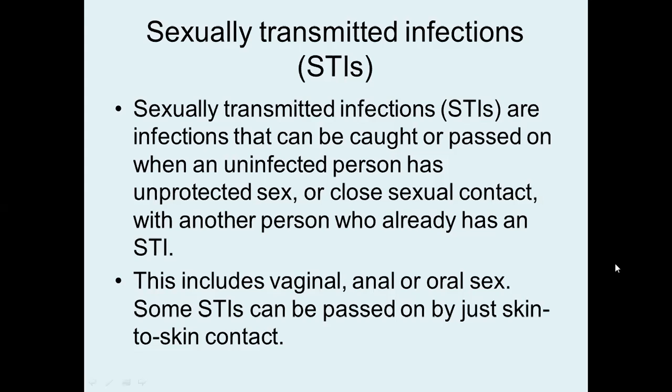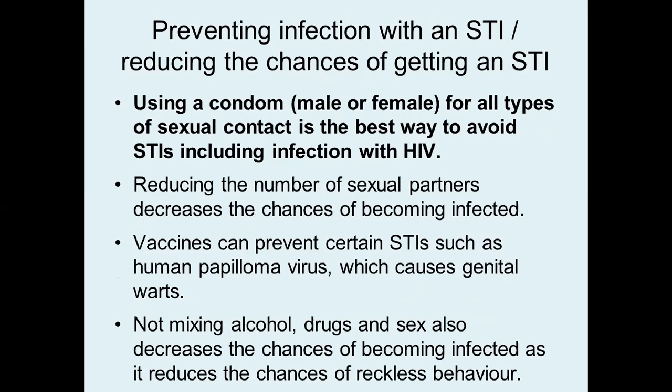The transferring of STIs can include vaginal or anal or oral sex. And some STIs can be passed on by just skin-to-skin contact. So, to prevent infection with an STI or reduce the chances of getting one: use a male or female condom. You can remember from the previous section we did that a male condom is slightly more effective than a female condom, both for preventing pregnancy and preventing STI transmission.